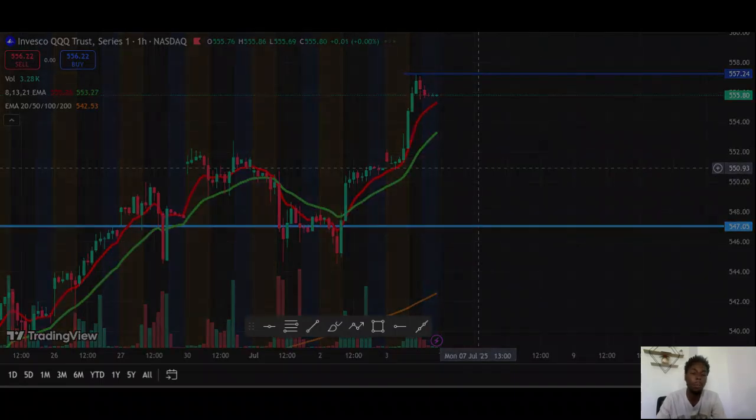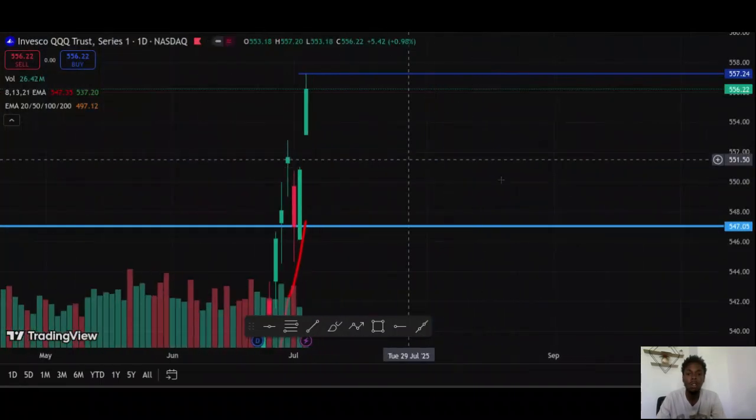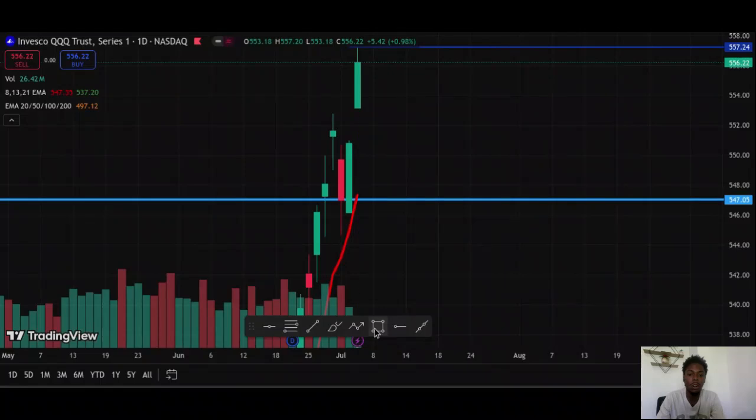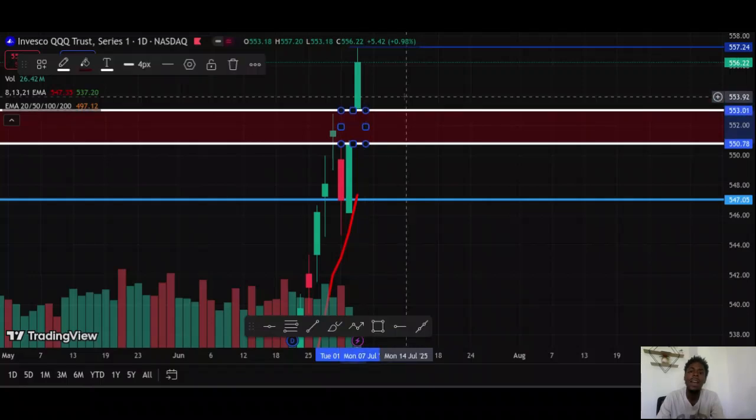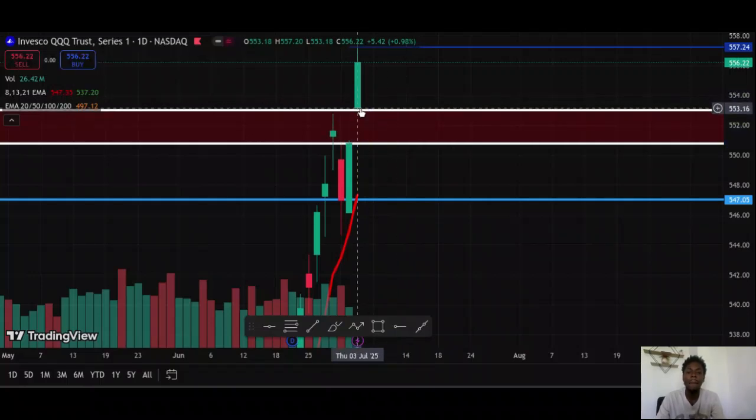Let's do the same thing we did on SPY on QQQ. So we're gonna go to the daily chart. We're gonna go to a rectangle. We're gonna draw Thursday's candle to Friday's candle. And I'm saying Thursday and Friday. I'm sorry, the stock market was closed Friday because of July 4th. So Wednesday's candle to Thursday's candle.